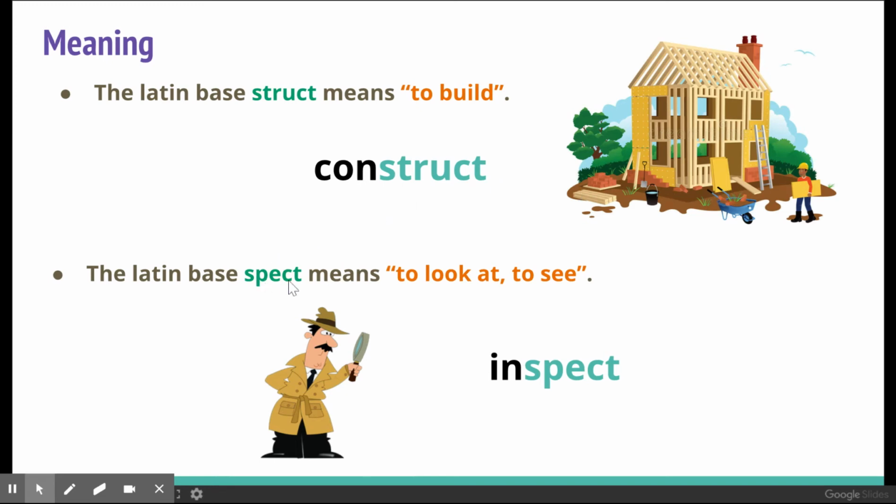The Latin base spect means to look at or to see. So if we take a look at this word, inspect, well, if we inspect something, we know that we are looking at it very carefully, very closely. So these word parts or Latin bases can give you clues as to the meaning of the word sometimes.